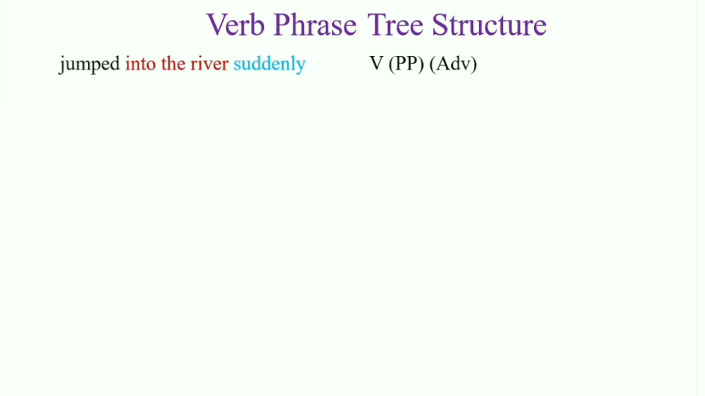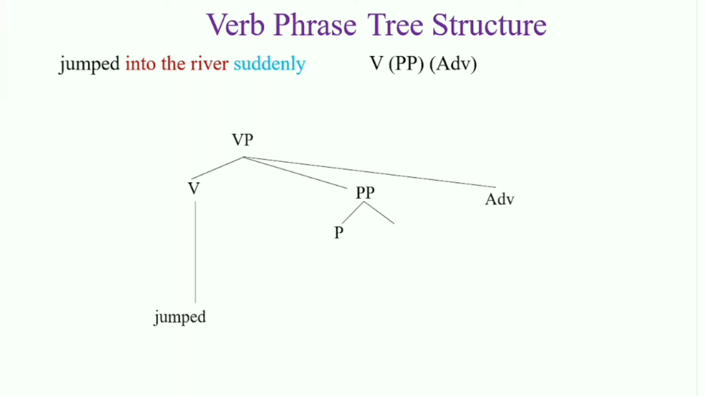Jumped into the river suddenly. This verb phrase has a prepositional phrase, into the river, and an adverb, suddenly. So you will draw the main nodes just like VP, V, PP and adverb. V is jumped, PP is P and NP, P is into, NP is determiner and noun. Determiner the, noun is river.